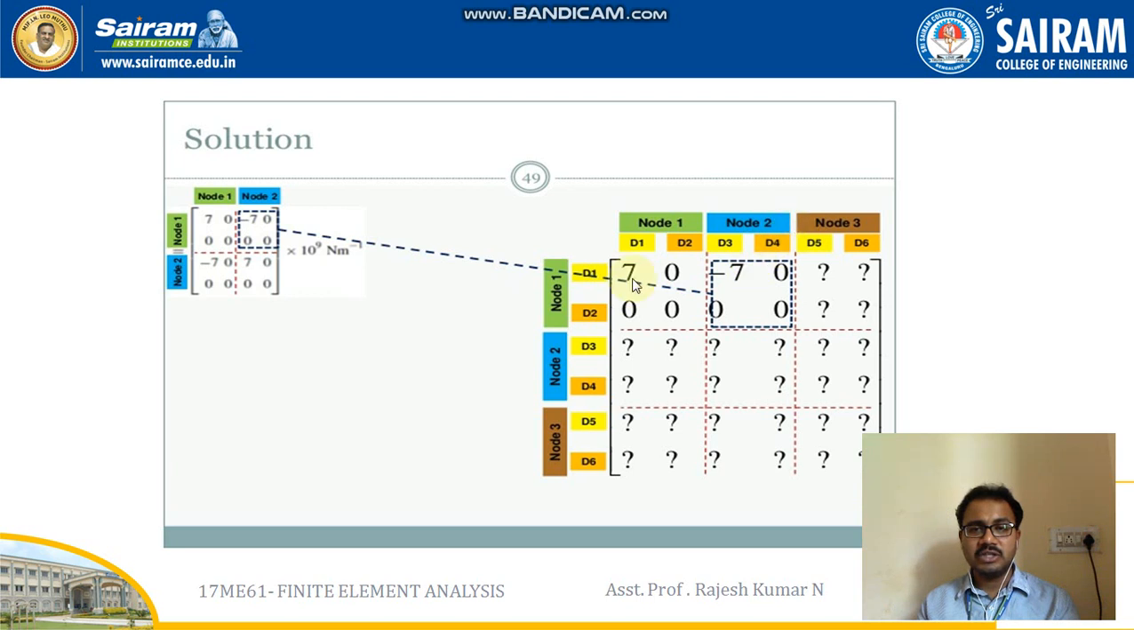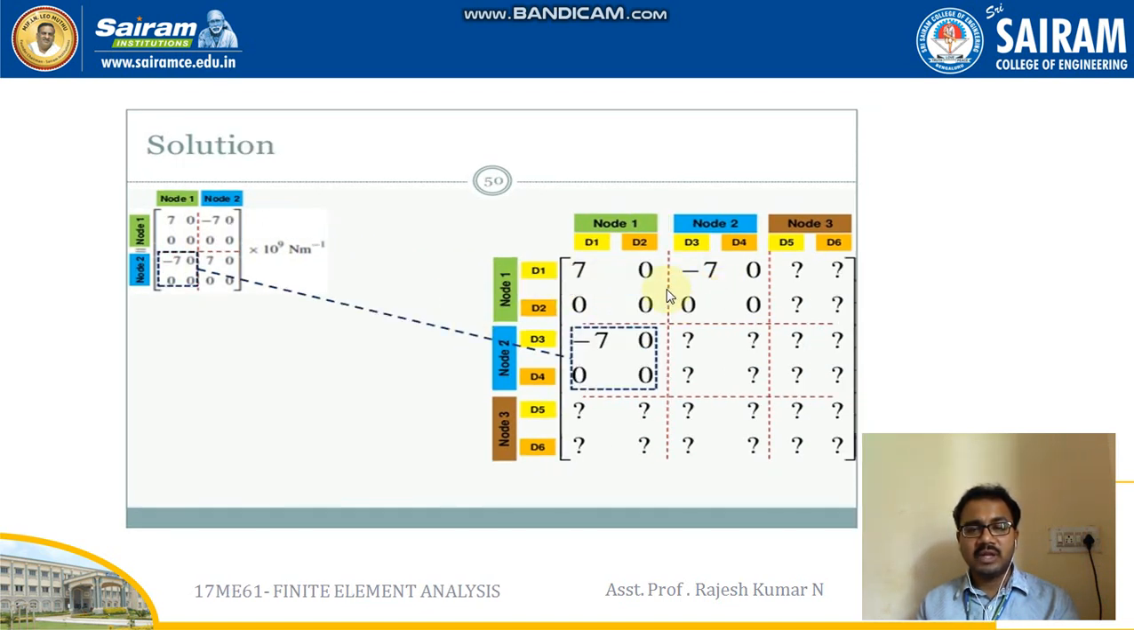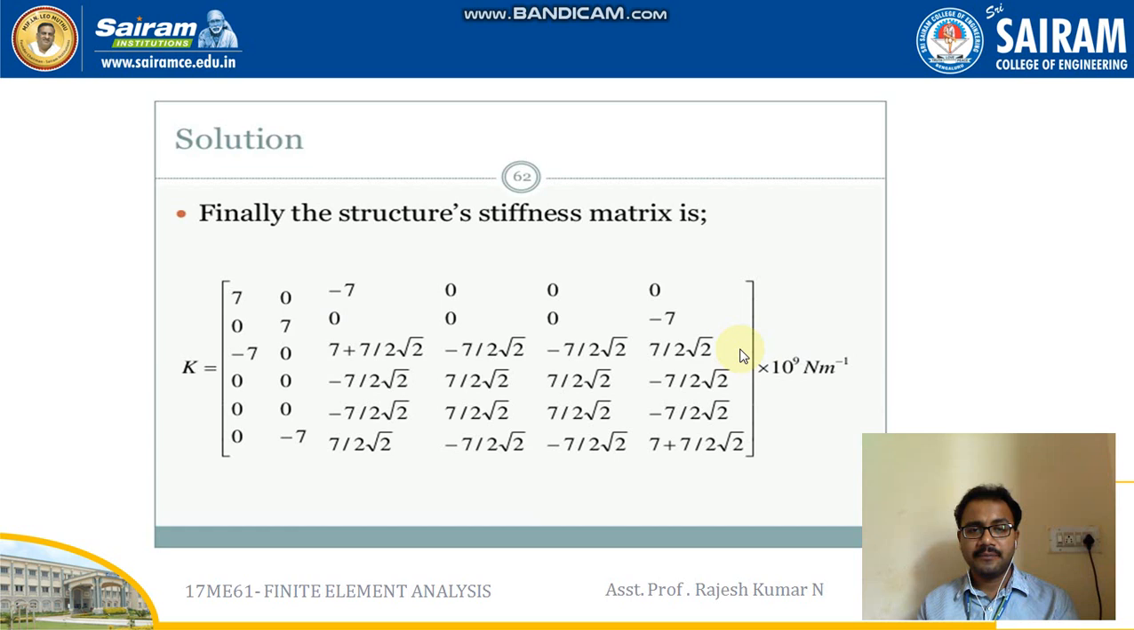Similarly, the second condition is nothing but green and blue. This is green and this is blue. So what will be the answer? Minus 7000, minus 7000. Likewise, color wise you can write it, or else D1 D2 D3 D4, that order wise also we can write it. Everywhere we have to write this.